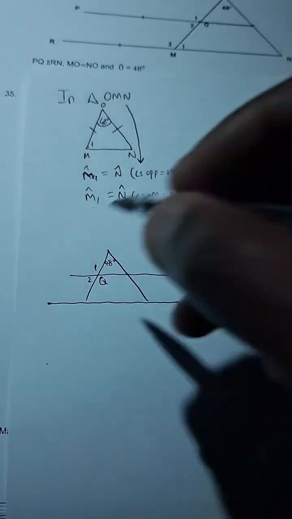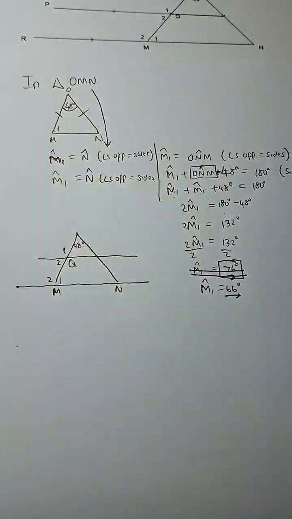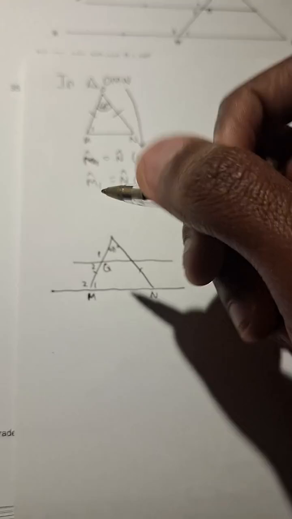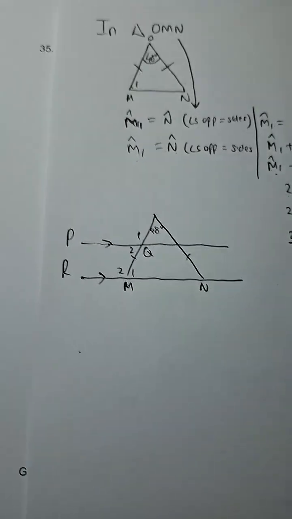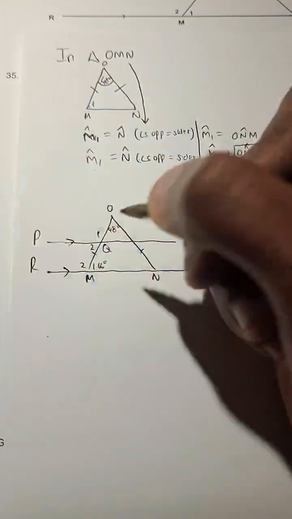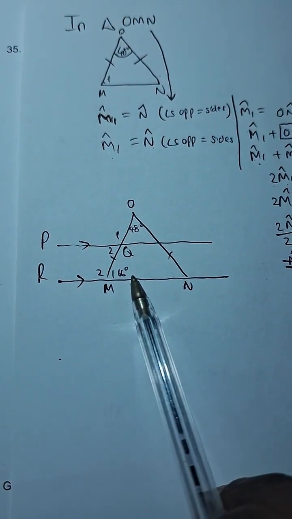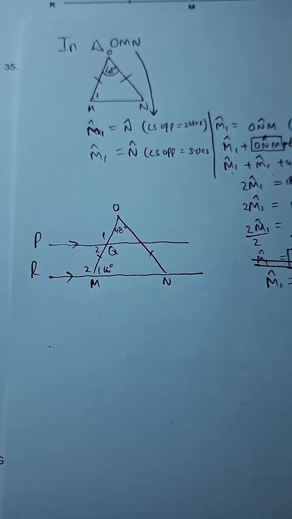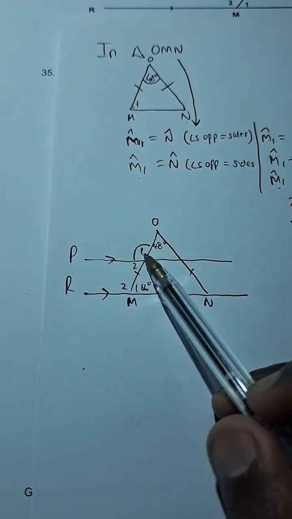Nice. Thank you. So that's M1, that's 2, that's N. You know that those are parallel. That's P, that's R. That's O. We just found M1, it's 66, so I update the angle here. So angle M1 is 66 degrees. Now remember, the whole goal was to find Q1, which is that angle there.